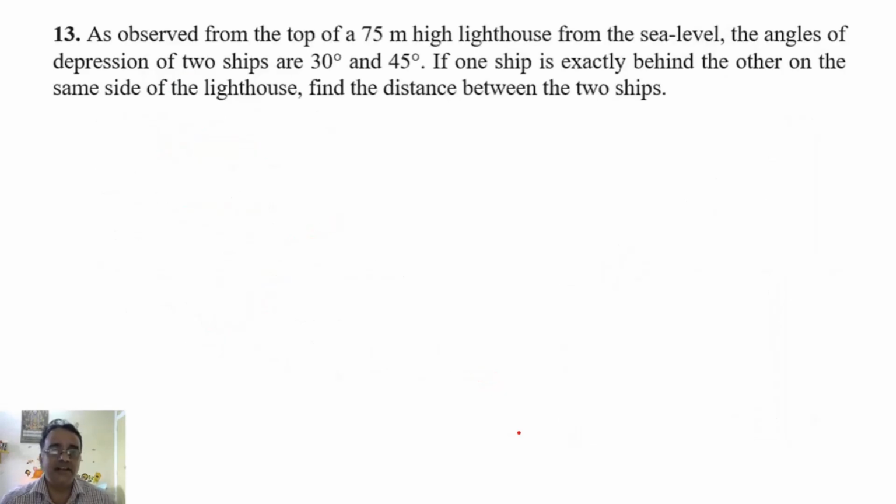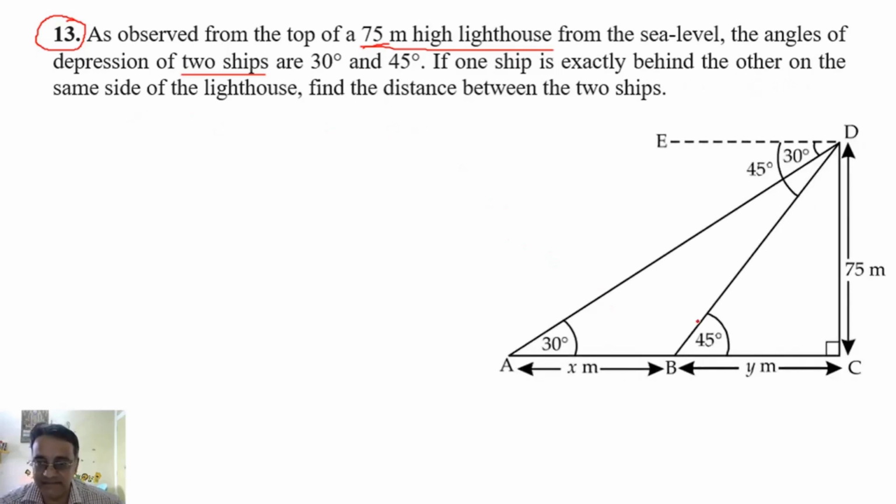Now we'll see the 13th question. So the 13th question is very important. As observed from the top of a 75-meter high lighthouse, from the sea level, the angles of depression of two ships are 30 degrees and 45 degrees. If one ship is exactly behind the other on the same side of the lighthouse, find the distance between the two ships. So first you understand the diagram.